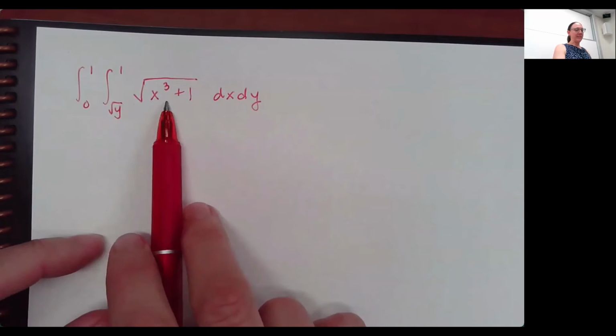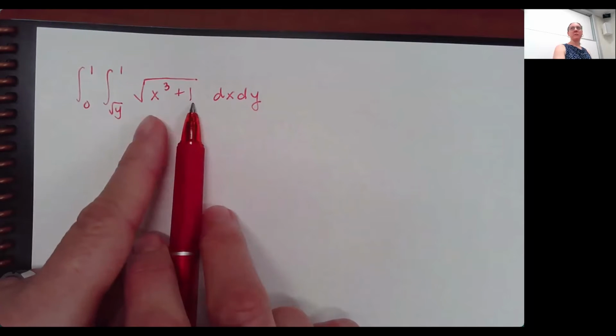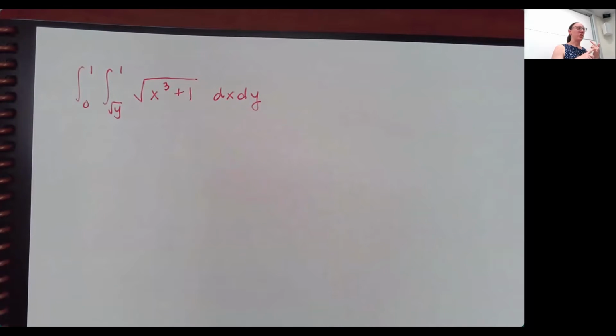integrating the square root of x cubed plus 1, there's no u substitution I can do. It's possible that there's an integration by parts that might help me. I think I might have to use some sort of trig identity and do a trig substitution. Like, it's not friendly. Luckily, we've been given the hint to switch the order of integration. Now, I'm going to do it the wrong way first.